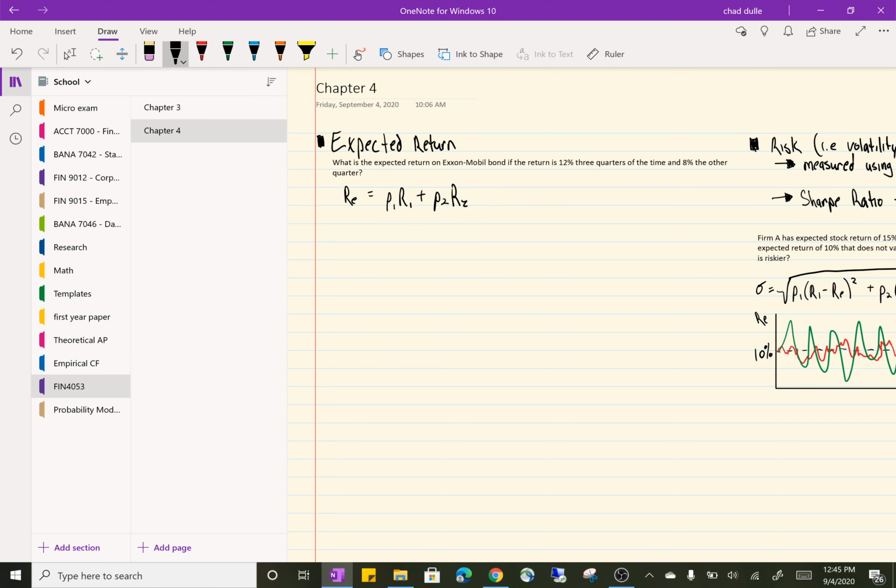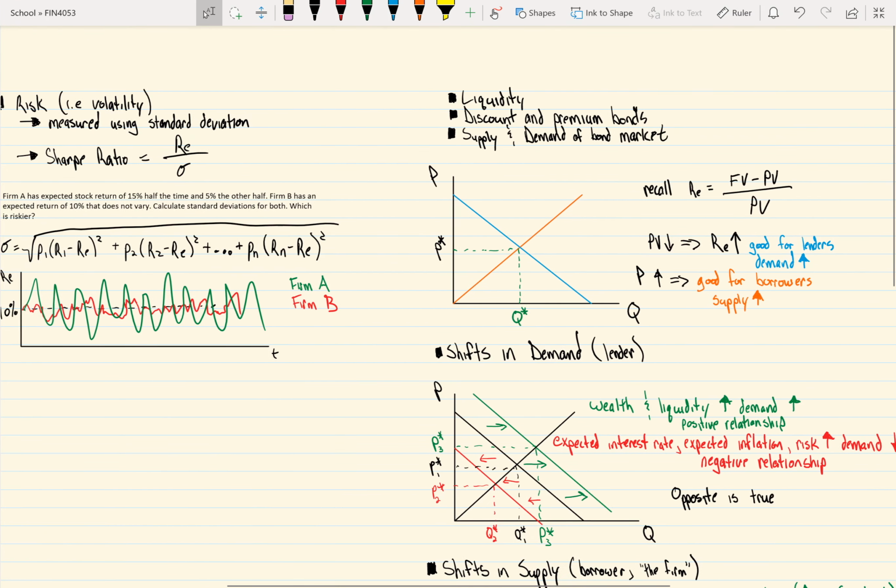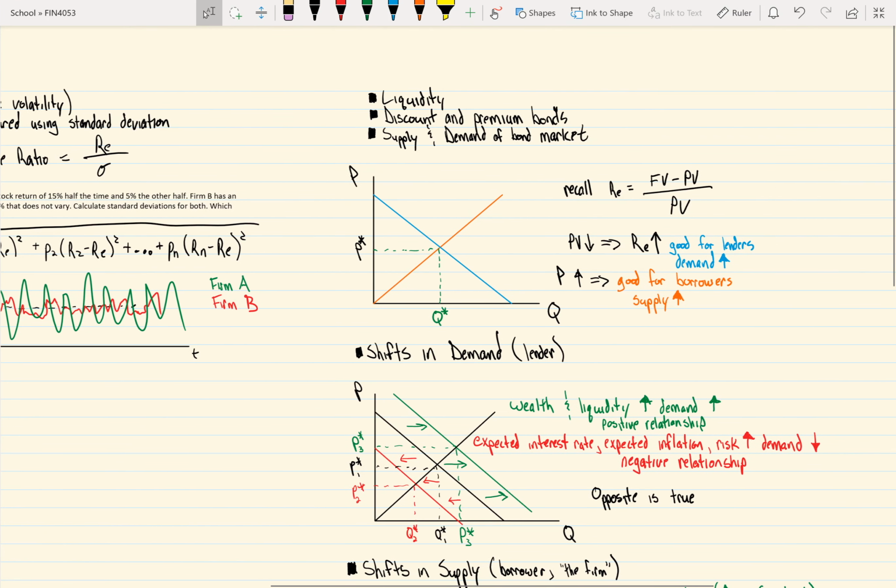Hello, everyone. This week we will begin Chapter 4, Why Do Interest Rates Change? We'll do a couple practice problems that are in the book, and then we'll talk a little bit about supply and demand.